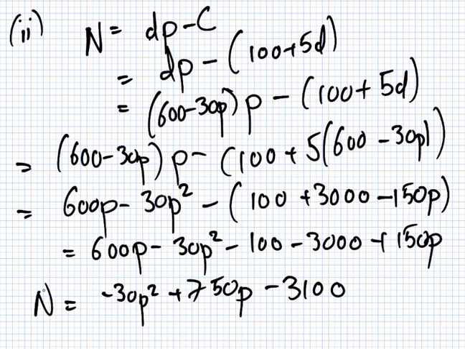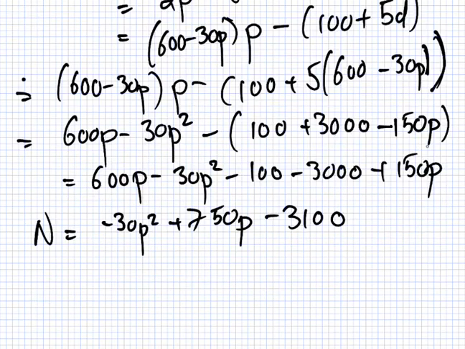Say that again, which line? The fourth line. The fourth line, hang on. 1, 2, 3, 4. This line, yeah? I'll read it out to you, yeah? It's 600 minus 30p brackets, p minus brackets, 100 plus 5 bracket, 600 minus 30p bracket, and then the other bracket. Okay, part three is find the maximum and show that it is the maximum.